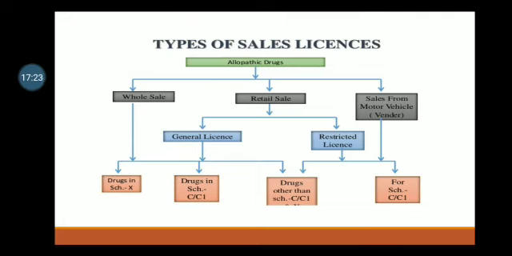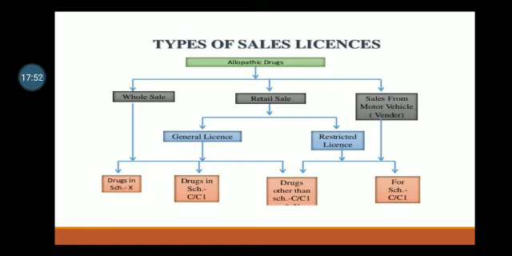Types of sales licenses for allopathic drugs: wholesale, then drugs in Schedule X. Then in case of retail, it is divided into two parts: general license and restricted license. The general license is divided into three types: drugs in Schedule X, drugs in Schedule C and C1, and drugs other than Schedule C and C1.